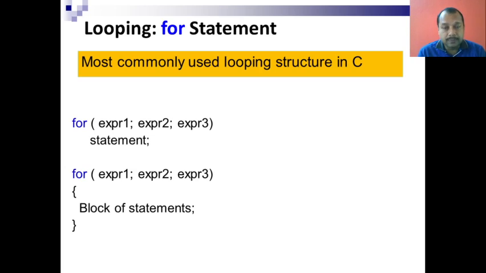So first, for today's video lecture, is the for statement. The for statement is the most commonly used looping structure in C. The syntax of the for statement is given here. After the for, which is a reserved keyword in C, within parentheses there are three expressions separated by two semicolons: expression 1 semicolon, expression 2 semicolon, then expression 3. That is the construct for the for loop, followed by the statement which will be repeated.